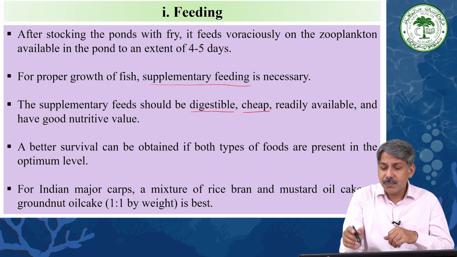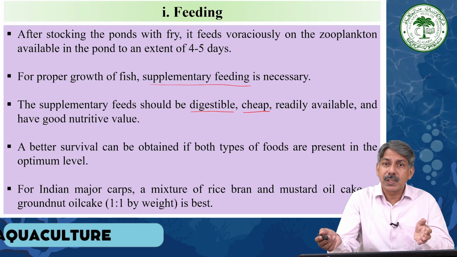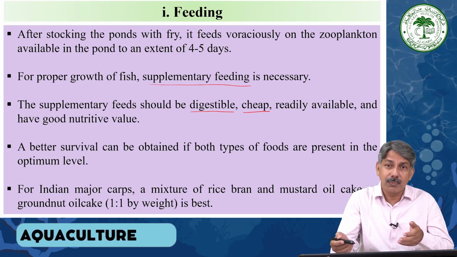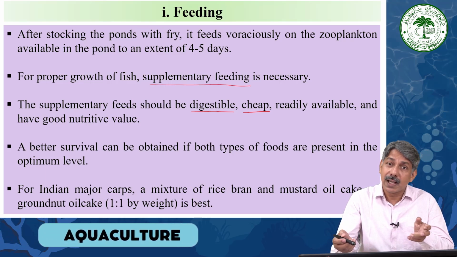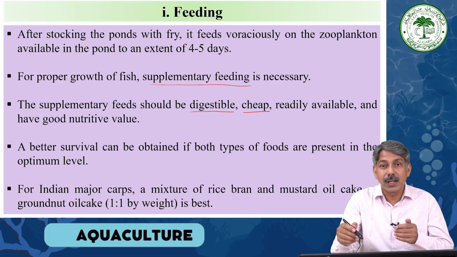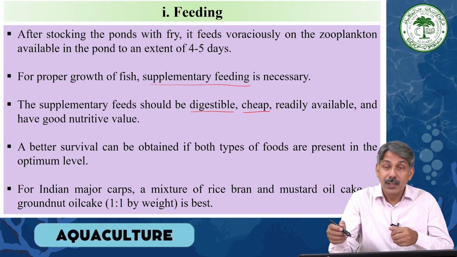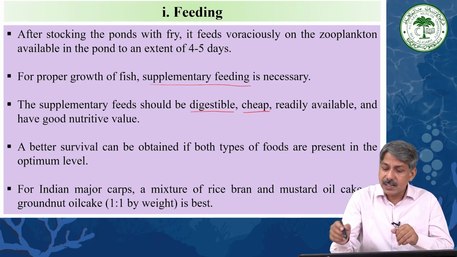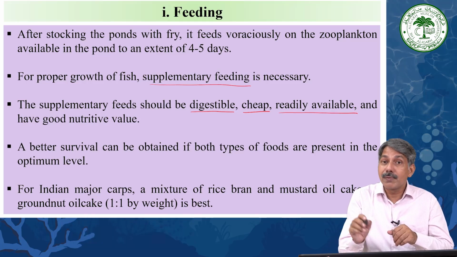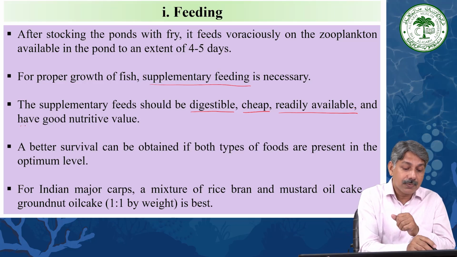Digestible, cheap. We go for locally available ingredients. They are usually byproducts, not the products which are directly being consumed by human beings. For example, I gave you the example of oil cake and bran, rice bran or wheat bran. They are byproducts. They are not directly consumed by humans. So we can use these agricultural byproducts for making feed for these carps or fishes. So that will be cheap, easily digestible, readily available. That should be available whenever you want, you get it, and have good nutritive value.